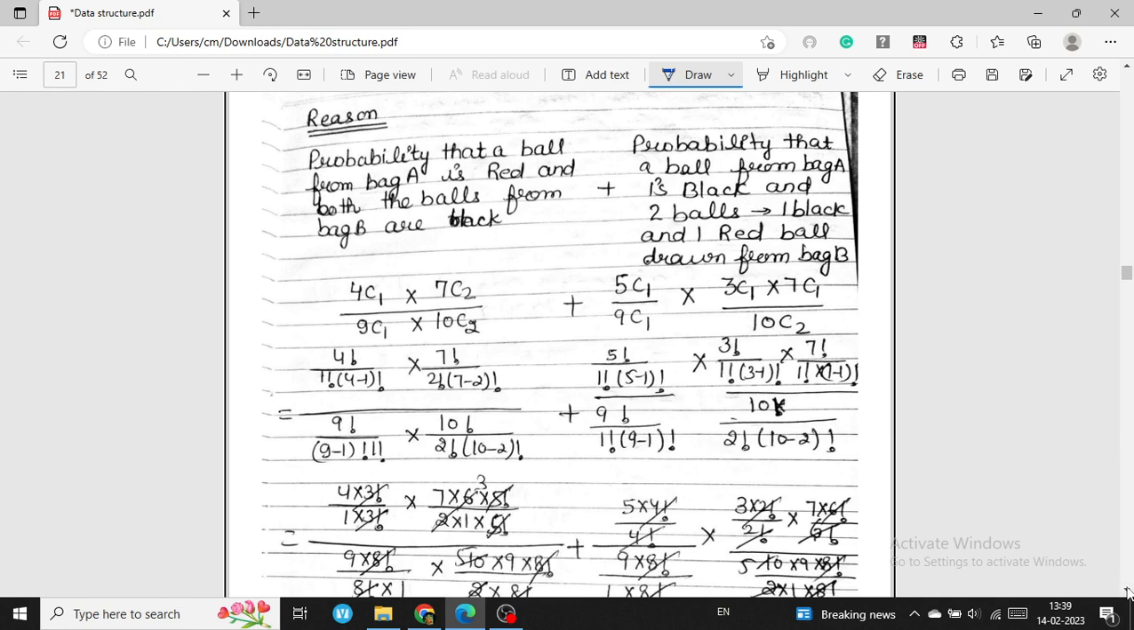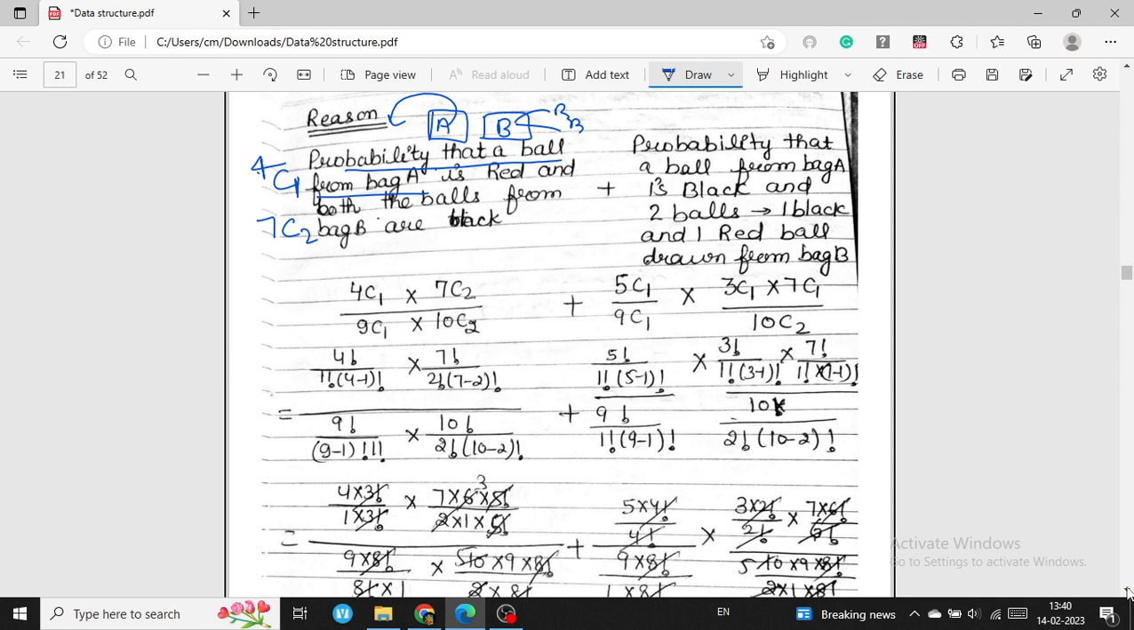Reason being, first we take the probability of drawing a ball from bag A. When we draw from bag A, 1 is a red ball out of a total of 4 red balls. And I take both balls from bag B; both balls from bag B should be black. So that's why here I am taking 7C2 over 7C2.